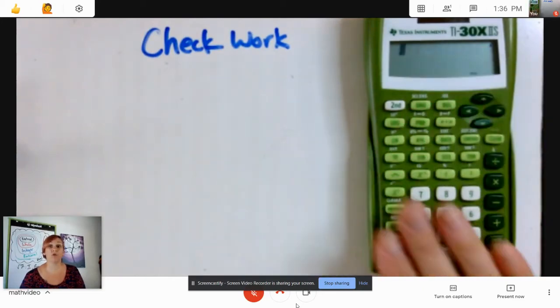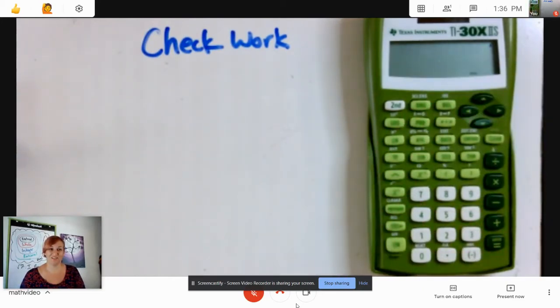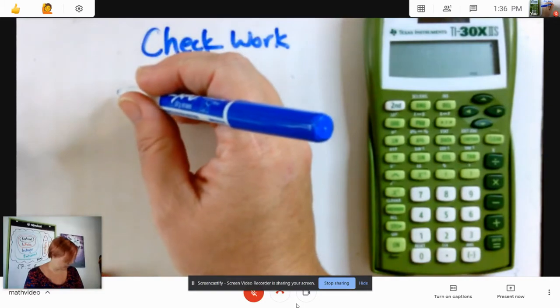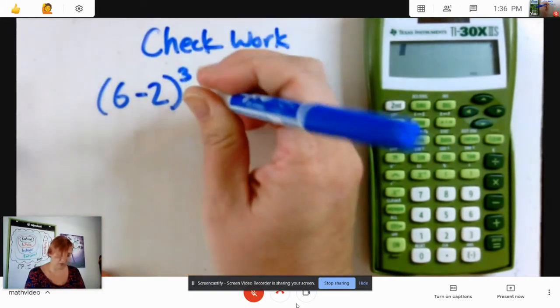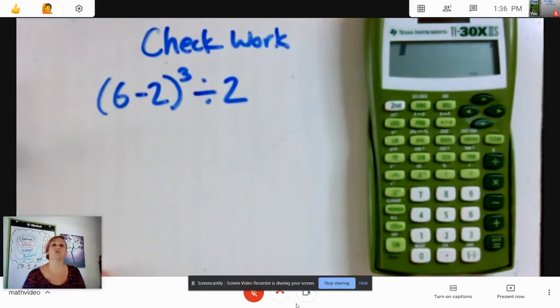Well, your calculator knows the order of operations, and so your calculator can help you. Now, with your homework, I still want to see all of the work, and I want to see that you did one thing at a time. But this is a great way to check your work. When we're checking our work, again, we have to make sure that we're typing it in using the right symbols and in the right places.